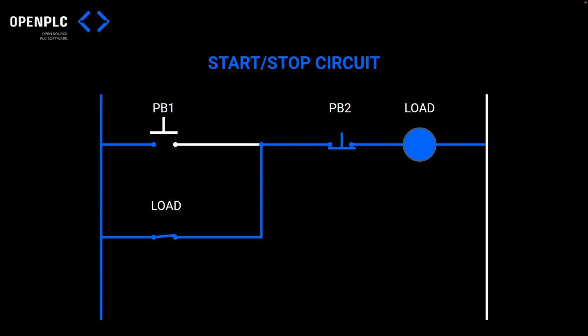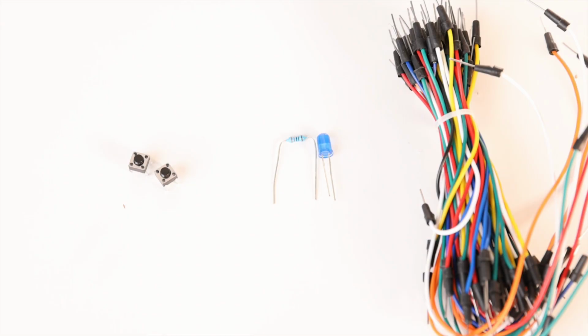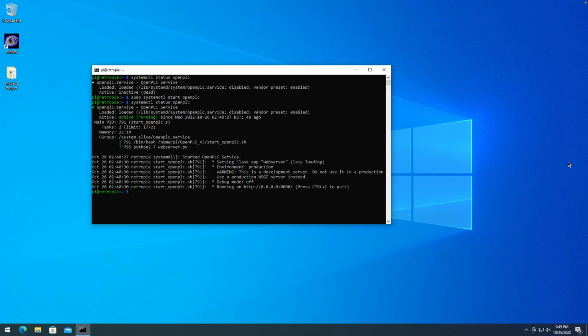Now when I press PB2, that's going to open that series sequence of the circuit, turning off the load in front of it. Okay, so when that happens, the load opens up and I go back to the beginning of my circuit. For me to run this on the Raspberry Pi, I will need two push buttons, one LED, and a bunch of wires.